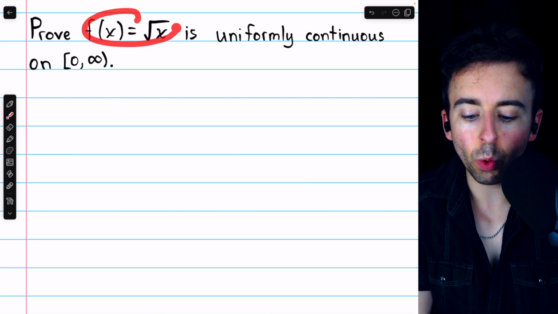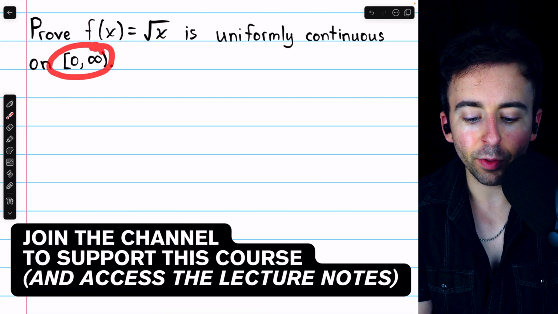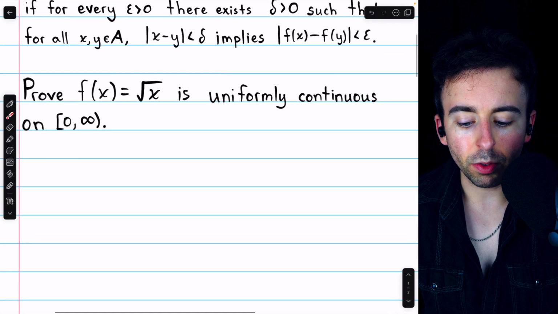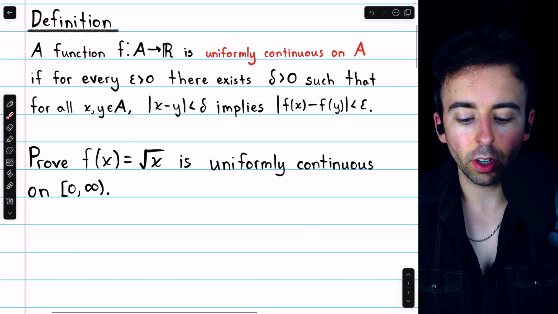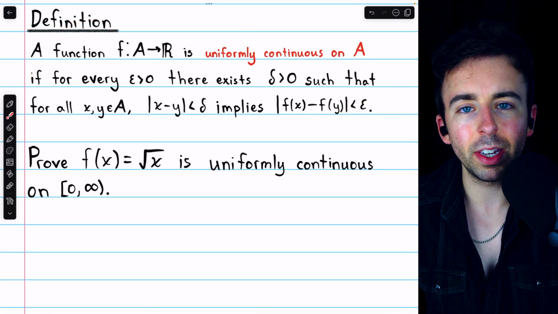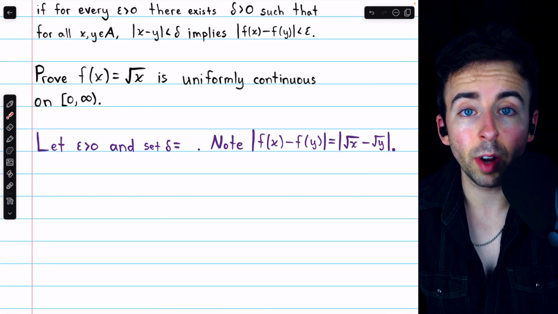Let's prove that the square root function is uniformly continuous on the half-open interval from 0 to infinity. We'll do this using the epsilon-delta definition of uniform continuity. If you need a thorough introduction to this, check out my video linked in the description. The proof is actually a bit clever, and so it's very short.